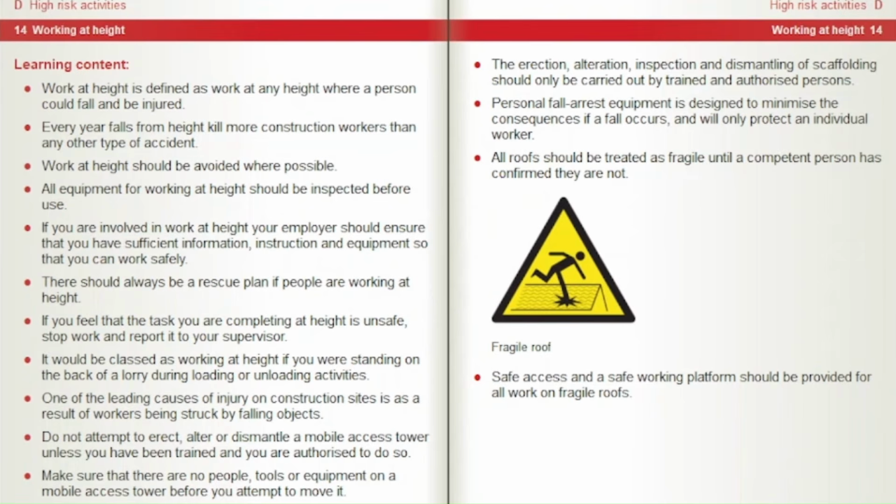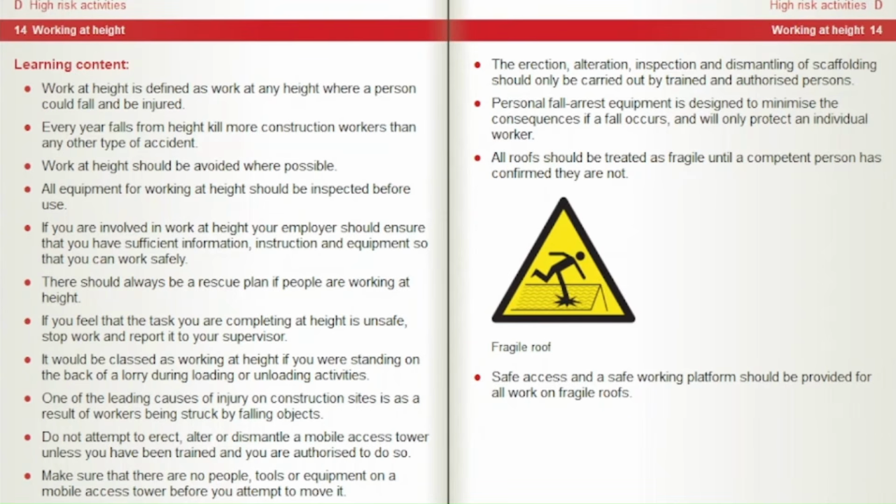Do not attempt to erect, alter, or dismantle a mobile access tower unless you have been trained and you are authorised to do so. Make sure that there are no people, tools, or equipment on a mobile access tower before you attempt to move it. The erection, alteration, inspection, and dismantling of scaffolding should only be carried out by trained and authorised persons.